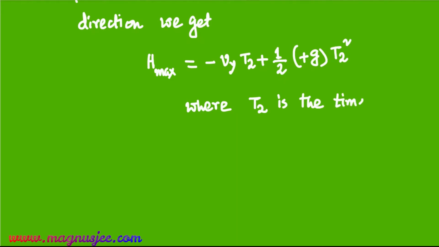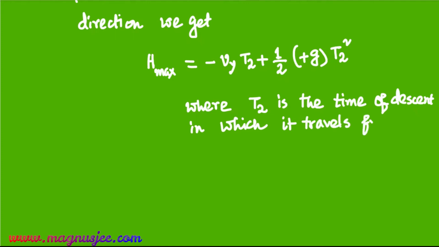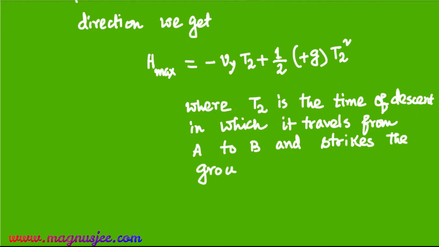In this case, T2 is the time of descent in which it travels from the highest point A to the ground, that is up to the point B. It travels from A to B and strikes the ground at the point B.